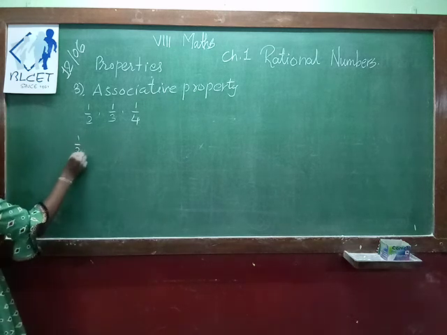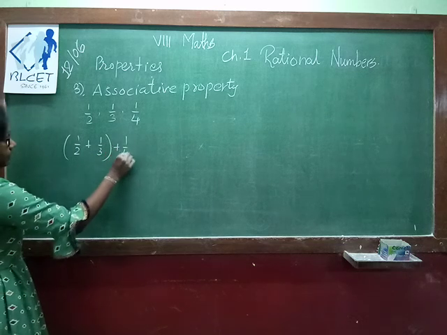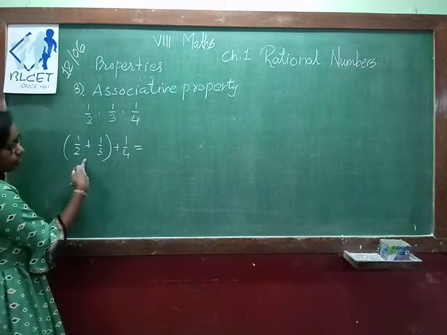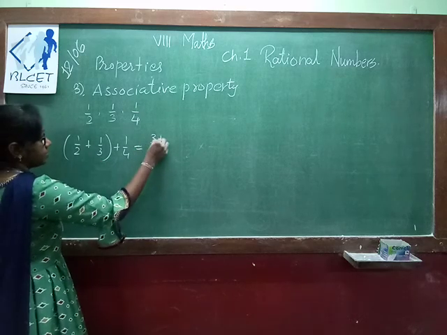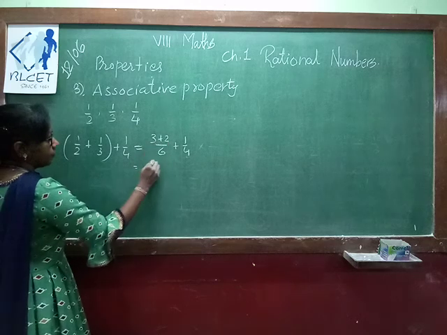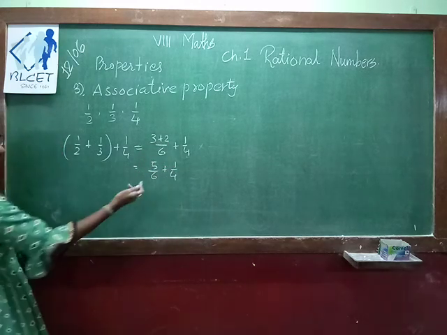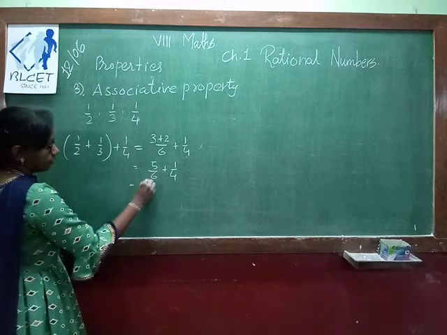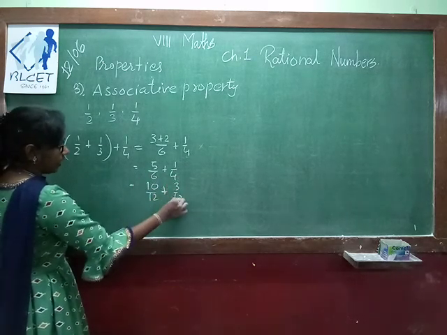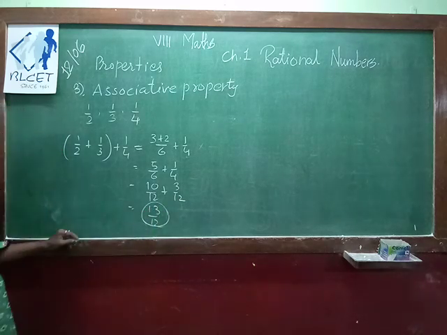So let's see. 1 by 2 plus 1 by 3. So first we group this one, plus 1 by 4. Let's check what the answer is. Here LCM is 6. So this is 3 plus 2 by 6, plus 1 by 4. So what is the answer? 5 by 6 plus 1 by 4. Now what is the LCM? 12. So 5 is a 10, 10 by 12 plus 4 is a 12, 3 by 12. So what is the answer? 13 by 12. So this is your answer.